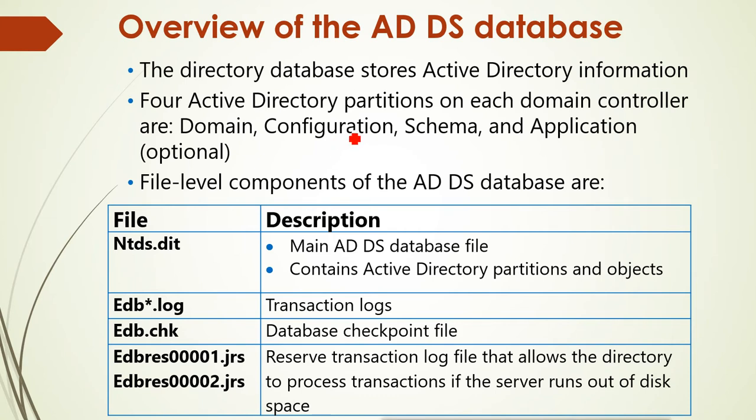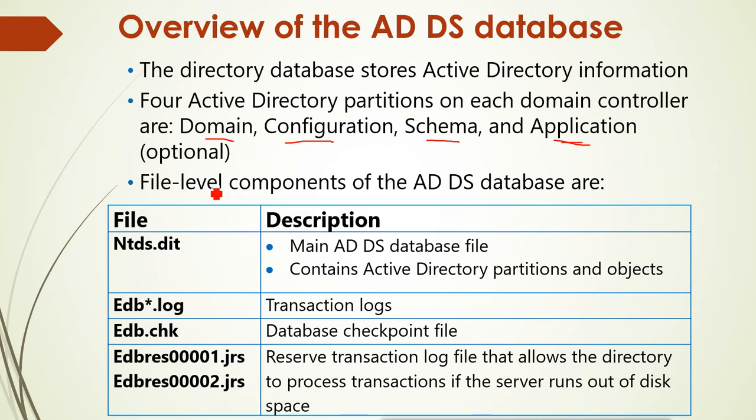Then 4 Active Directory partitions are there. The Active Directory database is divided into 4 partitions: domain partition, configuration partition, schema partition, and application partition, which is optional. Optional means when we have a big application added into Active Directory that needs a specific partition, then it will create this application partition. Otherwise, by default, we have only 3 partitions available: domain, configuration, and schema partition.